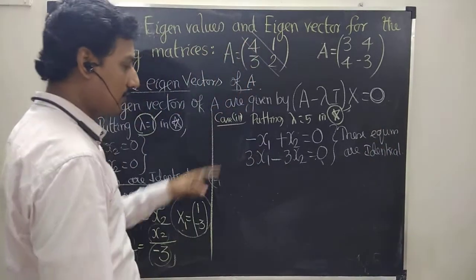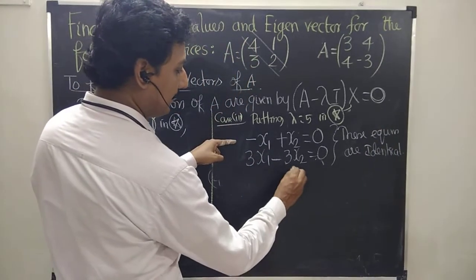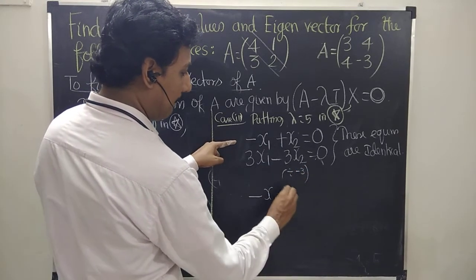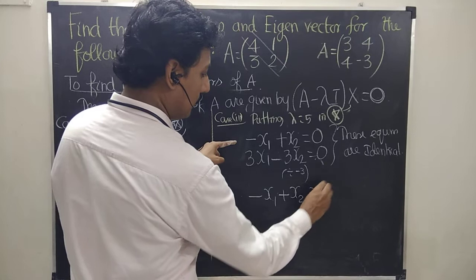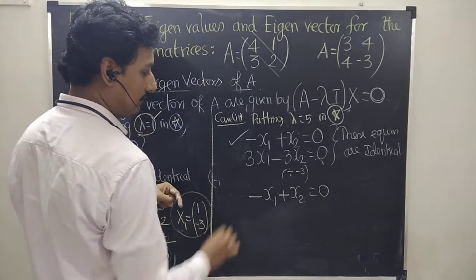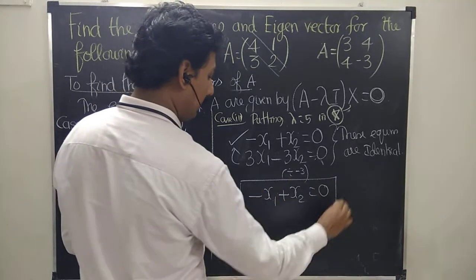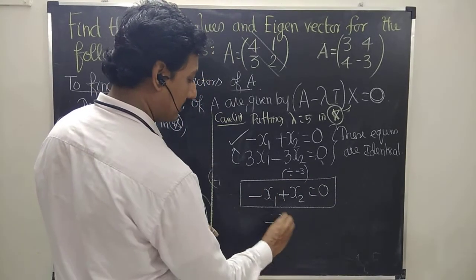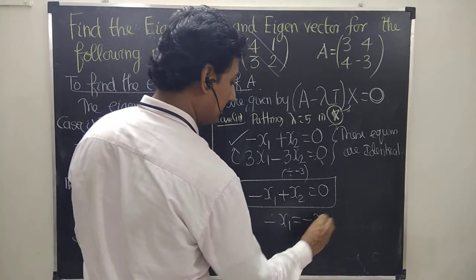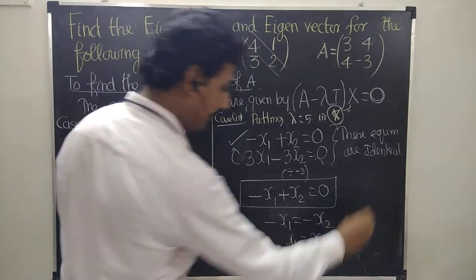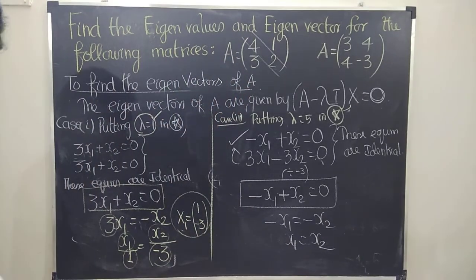So what is the equation here? When I divide this by minus 3, I am getting minus x1 plus x2 is equal to 0. So both are the same: minus x1 plus x2 equal to 0. Otherwise minus x1 is equal to minus x2. That means x1 and x2 are the same.